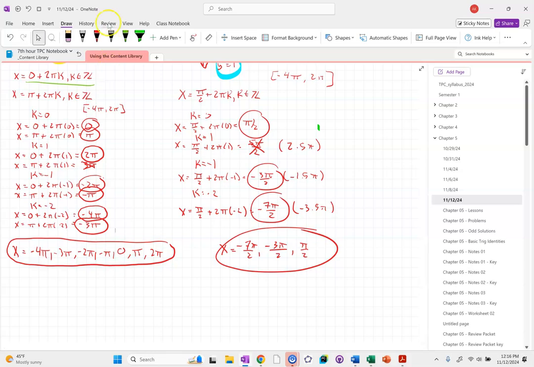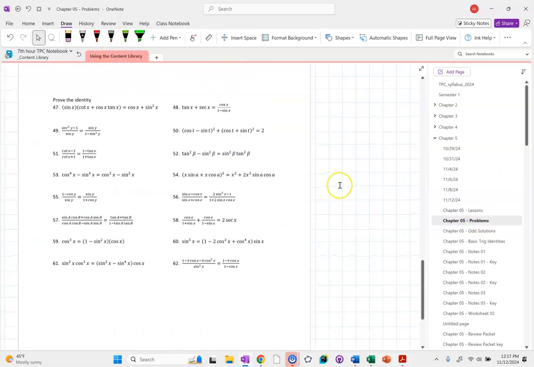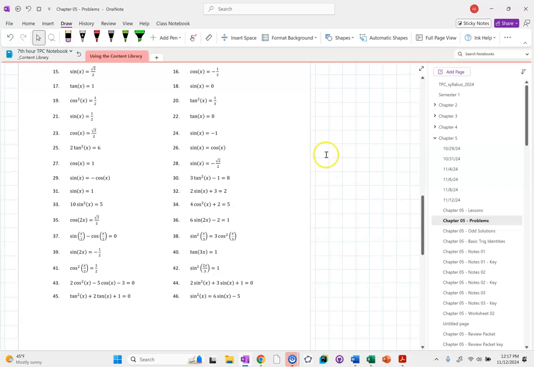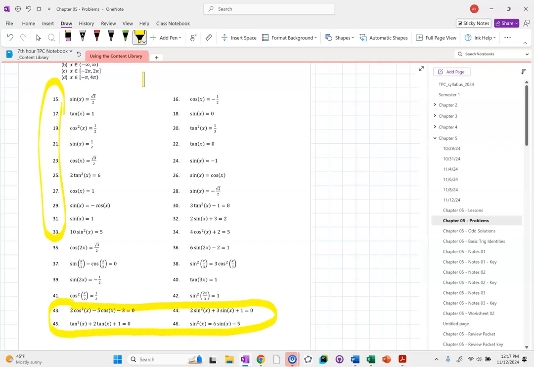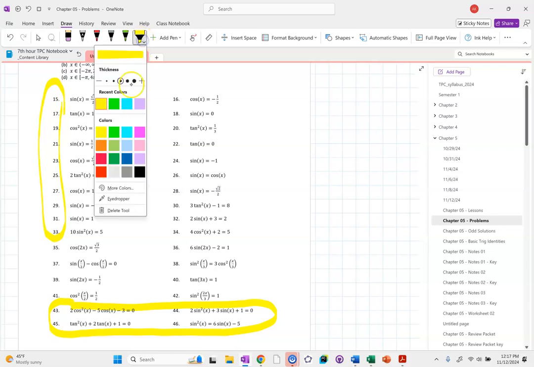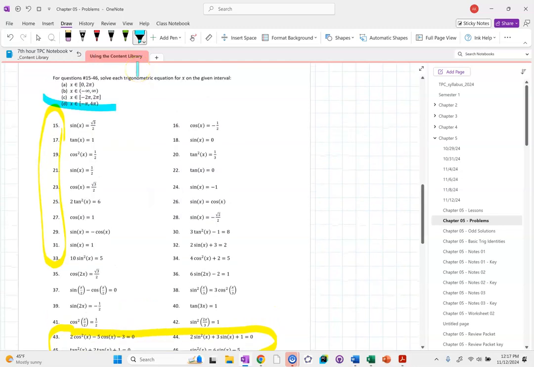So for your homework, what I want you guys to do, let's say, 15 to 33. We'll just do the odds. And then I would like you to do all of 43 through 46. But keep in mind here that each of these problems has an A, B, C, D to it, where you're solving over different intervals.